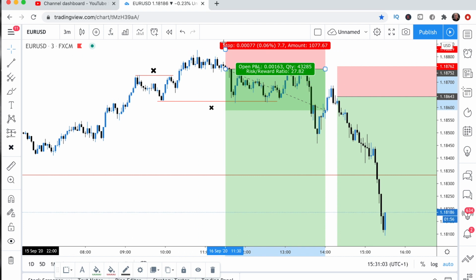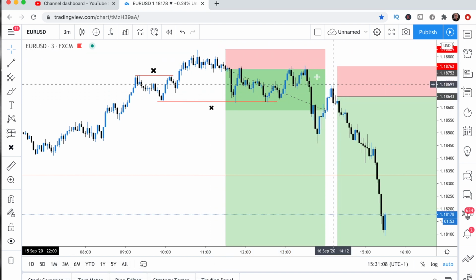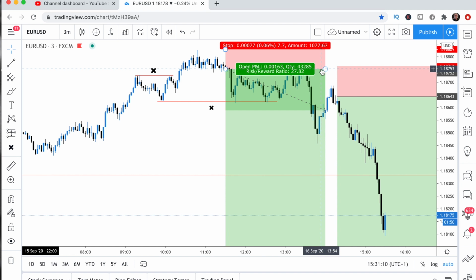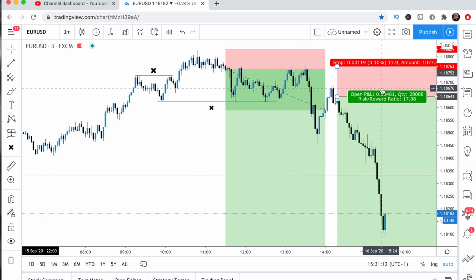But look, 7 pip stop loss in this one above the wick. And for this one here, I gave myself a stop loss just above these highs. So above these highs, we're talking about an 11 pip stop loss. So really small stop loss. You know the risk reward is really sweet as well.